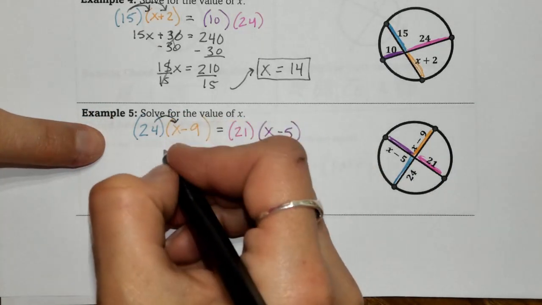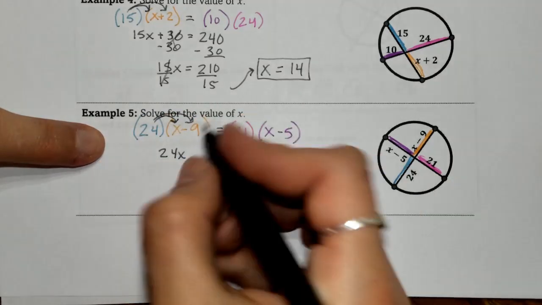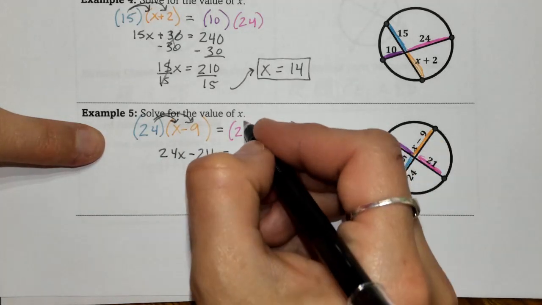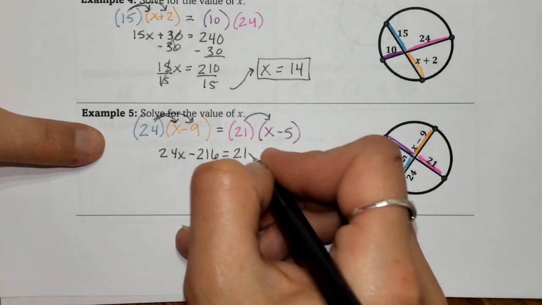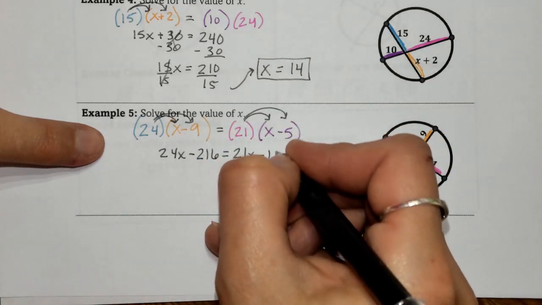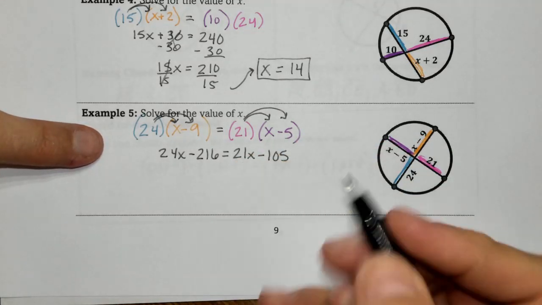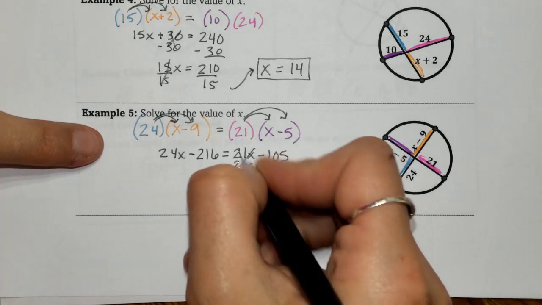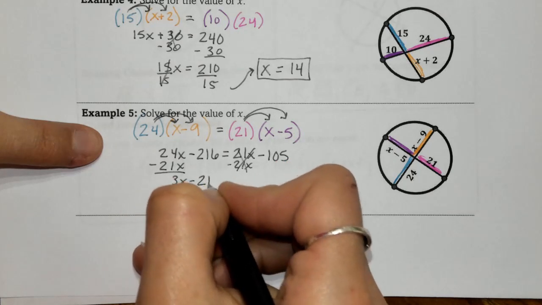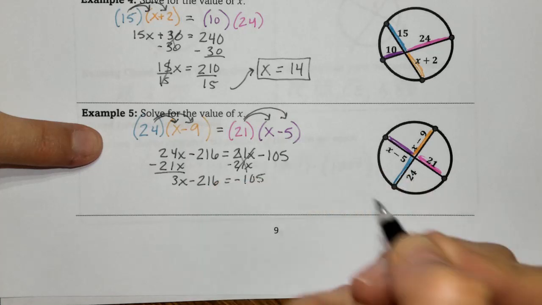24 times x gives us 24x. 24 times a minus 9 is going to give us minus 216. Roll over to the other side. 21 times x gives us 21x. And 21 times a minus 5 is going to give us a minus 105. All right, I'm going to move my smaller variable, this guy right here, the 21x. Subtract 21x from both sides. We end up with 3x minus 216 equals a negative 105. Don't forget that negative.